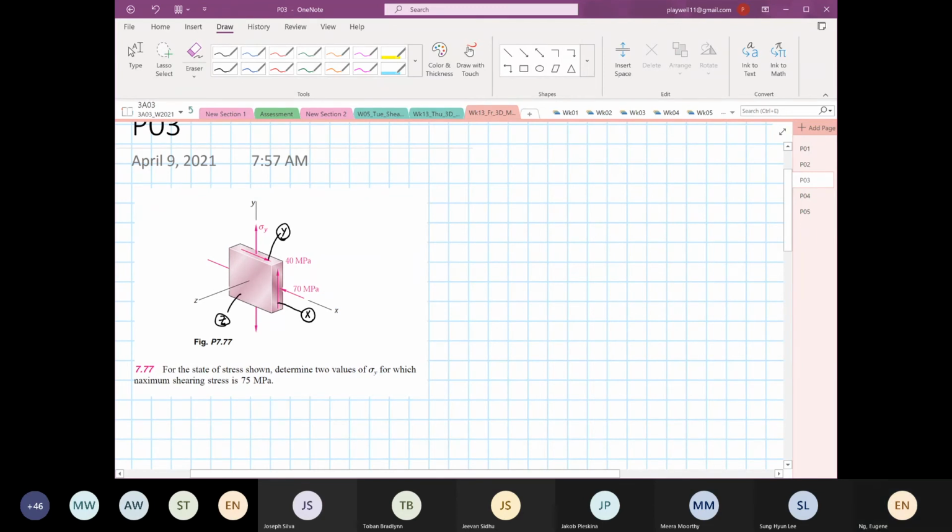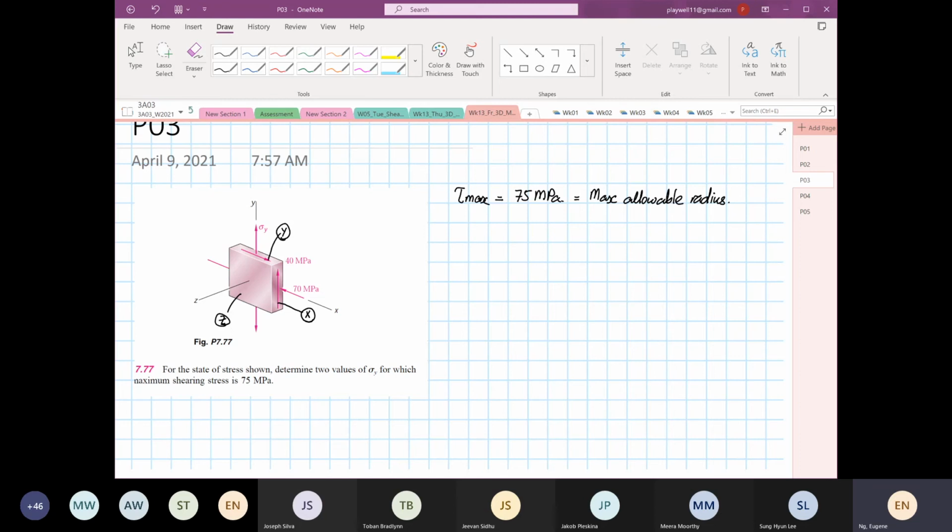We are given that tau max is equal to 75 megapascal. So regardless of whether it is a 2D or 3D Mohr circle, the maximum allowable radius is 75 megapascal. I don't care whether it is in plane or out of plane, it has to be the maximum. You cannot be greater than that.